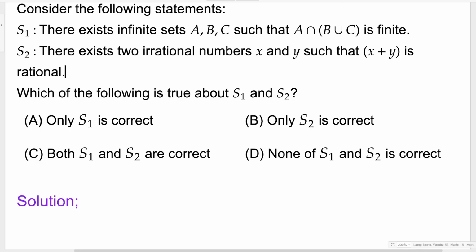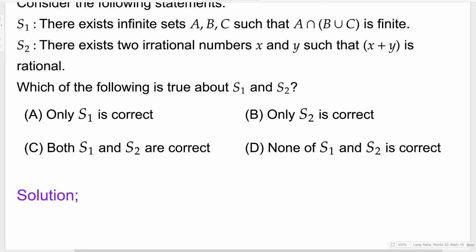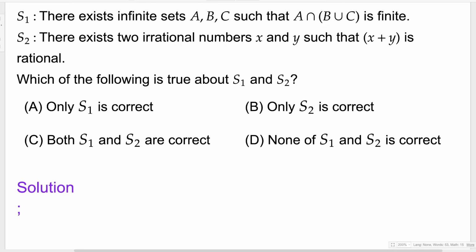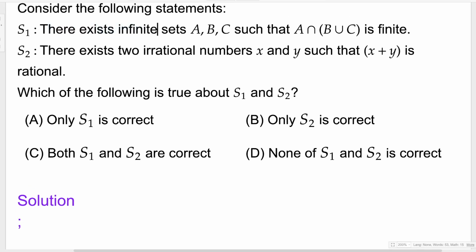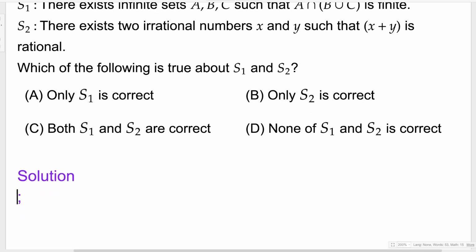And these are the options given. So give it a pause and try. Okay, so now let us try to solve this one. Now here S1 says that there exist infinite sets A, B, C such that A intersection (B union C) is finite. Now, for this I'll take some assumption.